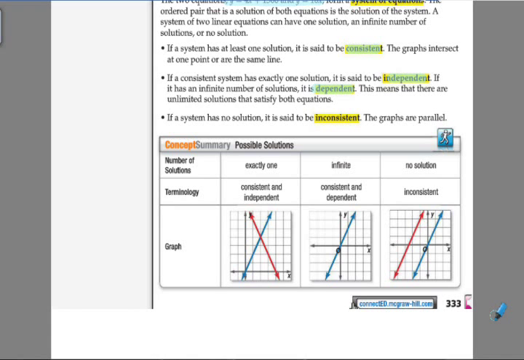This picture right here does a really good job of explaining the three different solutions we could possibly have. We could have exactly one. When we have exactly one, we have a consistent and independent system, and that's where they intersect. We could also be consistent if there are infinitely many solutions. So consistent, but now dependent. The lines depend on each other because they are each other. And then we could have no solution, and that's when the two lines are parallel, and that's called an inconsistent system. Those are your three possible solutions for linear systems.